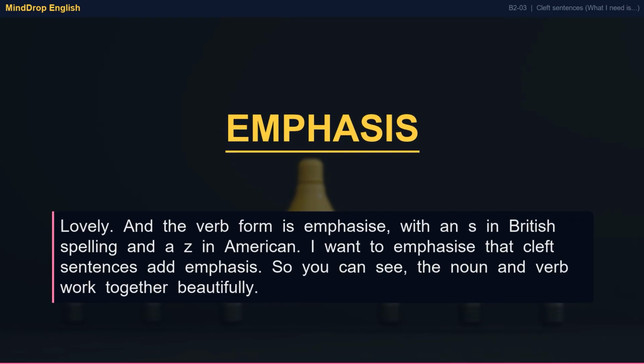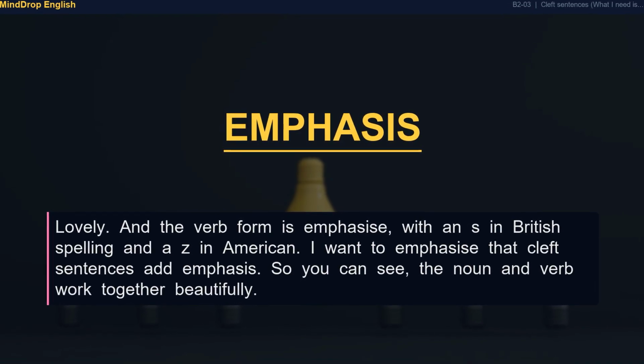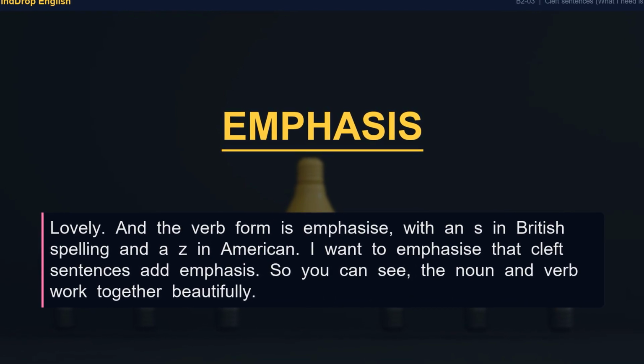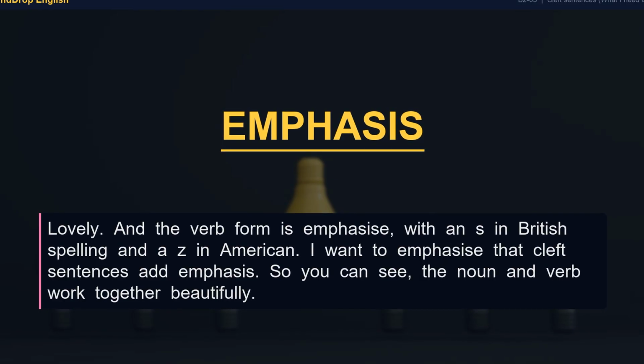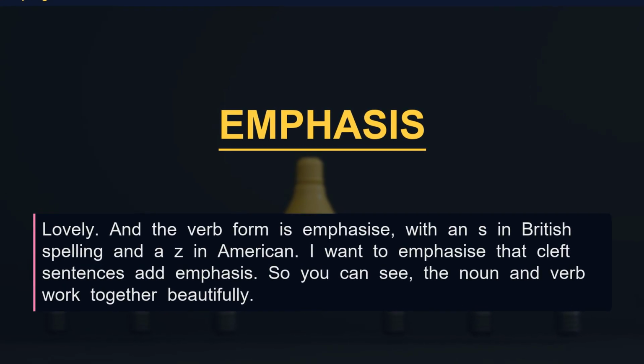Lovely. And the verb form is emphasize, with an S in British spelling and a Z in American. I want to emphasize that cleft sentences add emphasis. So you can see, the noun and verb work together beautifully.